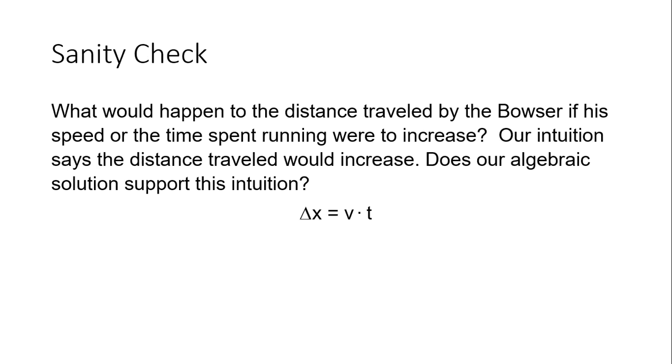Okay. Our sanity check. What would happen to the distance traveled by the dog Bowser if his speed or the time spent running were to increase? We look at this. Our intuition says that the distance traveled would increase. Does our algebraic solution support this intuition? Yes. We're multiplying on the right-hand side, the speed times the time. If either one of those increases, the left-hand side is also going to increase.